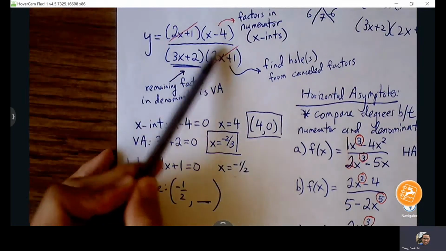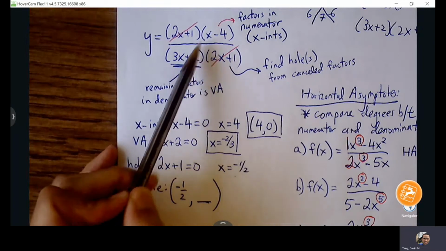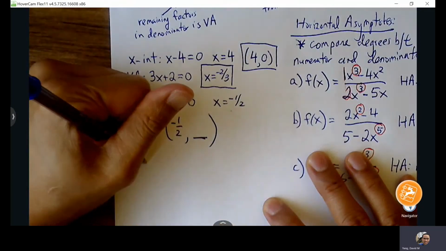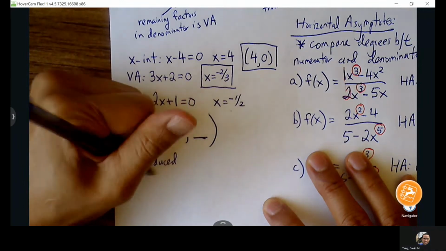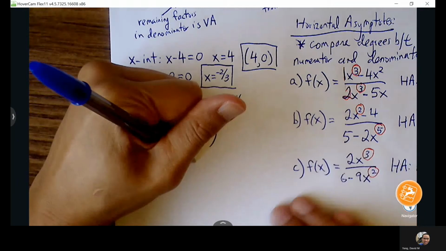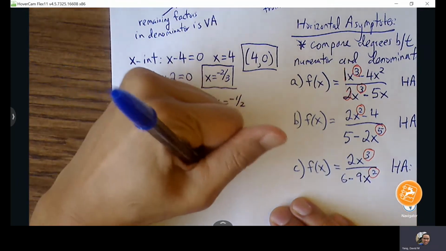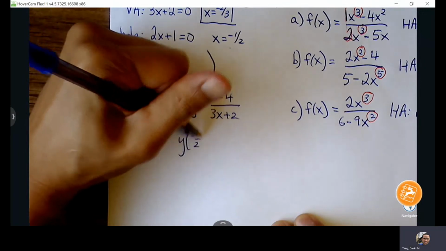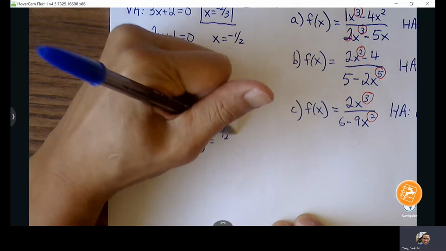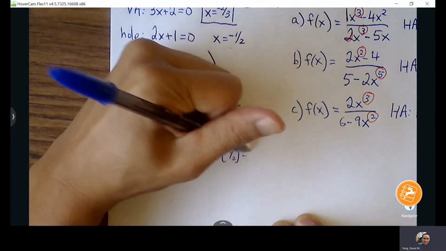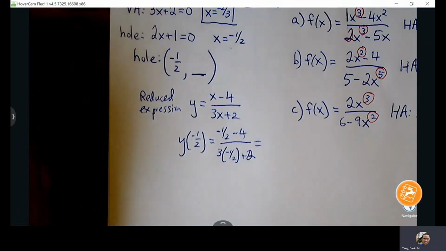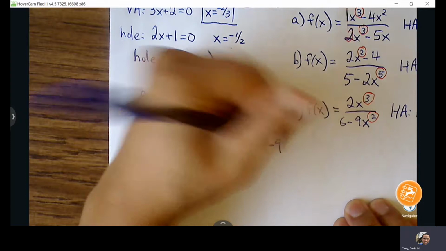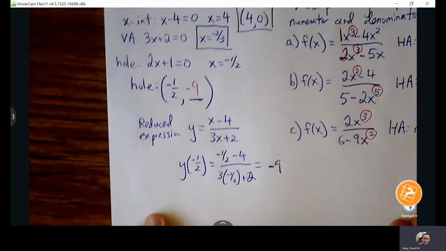So I'm going to take my original problem, remove the hole, rewrite that reduced expression, and insert -1/2 where the x's are. Okay, I'm going to insert the -1/2 in for the x's. It's a little messy without a calculator, but I'll give you the value. So all that is going to clean up to be -9. Okay, so that's how you find your hole.